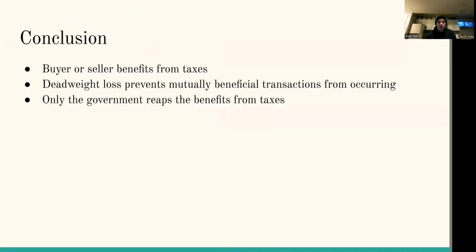In conclusion, neither buyer nor seller benefits from taxes. The deadweight loss prevents mutually beneficial transactions from occurring, and this deadweight loss is greater in more elastic markets compared to inelastic markets. But at the end of the day, the only winner after taxes is the government.